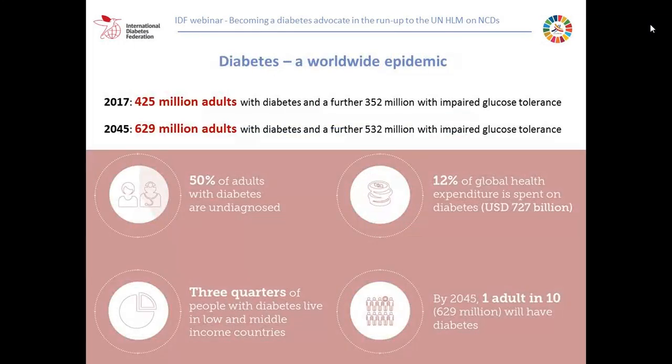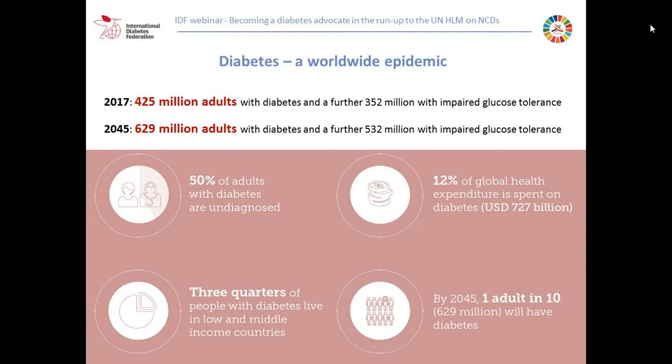Okay, so the first slide then: why is diabetes important? We believe that there are the numbers to consider it a worldwide epidemic. Last year, IDF published the 2017 Atlas, and the numbers that we estimated were 425 million adults with diabetes and another 352 million people with impaired glucose tolerance around the world. And we have also estimated what these numbers will be in 2045. We estimate that the number of adults with diabetes will rise to 629 million, and that the number of adults with impaired glucose tolerance will also grow to 532 million. So actually, that's a lot of people. That's a huge proportion of the global population affected by either diabetes or impaired glucose tolerance. So we are actually speaking about a worldwide epidemic.